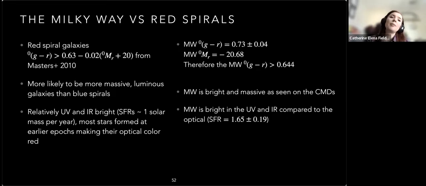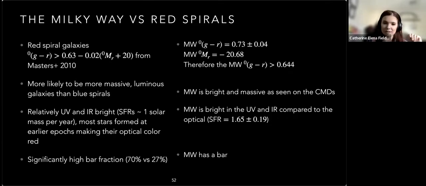And then, red spirals are, like I mentioned before, UV and IR bright. Their star formation rates on average are around 1 solar mass per year. There is some variance. There are some that are even up to more than 10 solar masses per year. But in general, relatively low star formation rates. And the Milky Way does fall within that. Its star formation rate is about 1.65 solar masses per year. And like I said before, it's UV and IR bright compared to the optical, consistent with this sample.